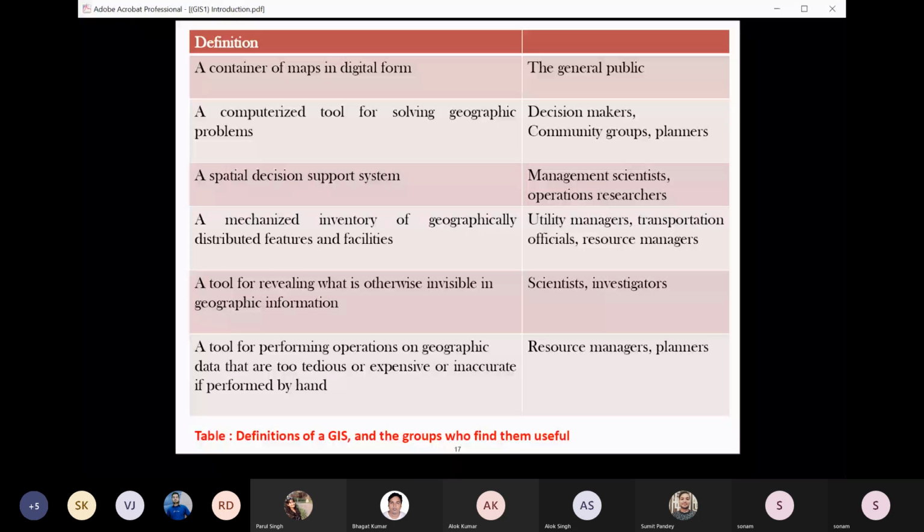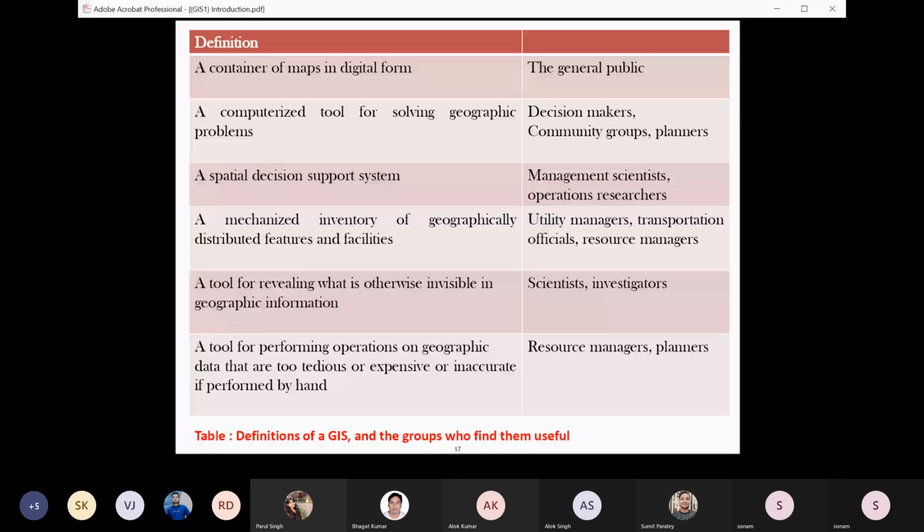They are saying that for them, it is a mechanized inventory of geographically distributed features and facilities. If we talk in reference to the electricity company, there are several things like poles, transformers, electric power lines, transmission lines, and all these things. They need to keep a proper record of all these things. There must be an inventory. You must have heard this term inventory, especially in databases. It is like listing all the items that you have, whether you are in a library or in a house. You need to maintain an inventory that keeps the record of all the things that you or that organization have.